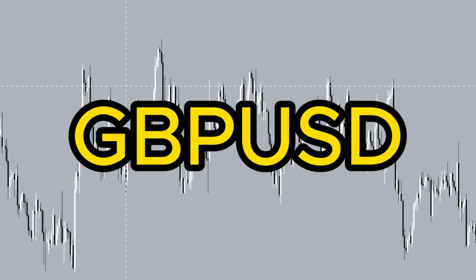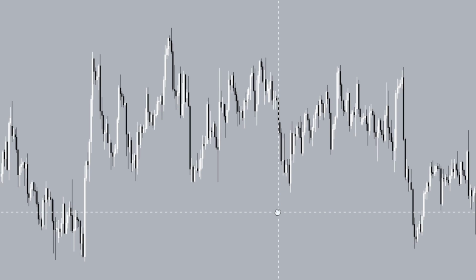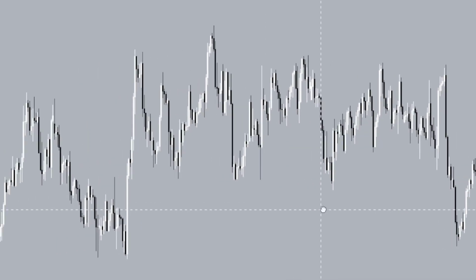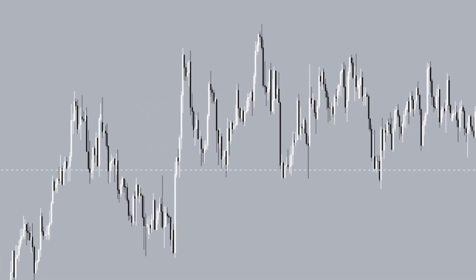Here we have the GBPUSD chart in front of us, or the GU chart, and we're going to be going over a counter trend sell trade to the downside. So again, what we have over here is the 4-hour time frame, and just to begin, we mark out our higher time frame structure.